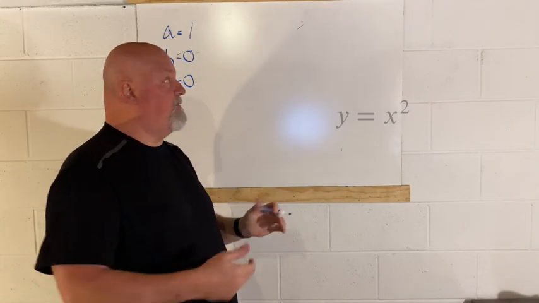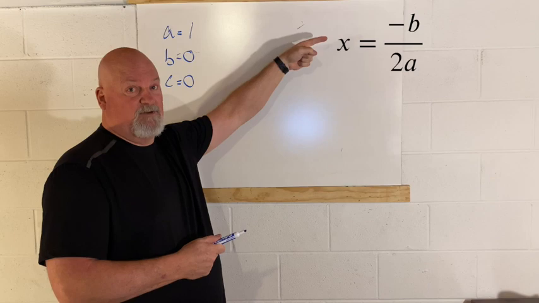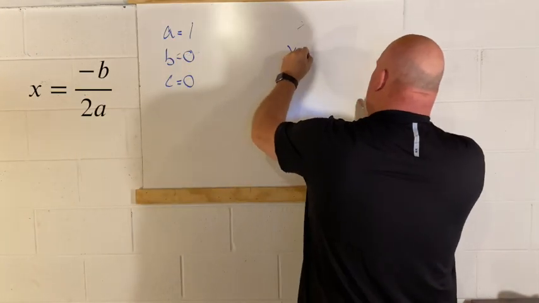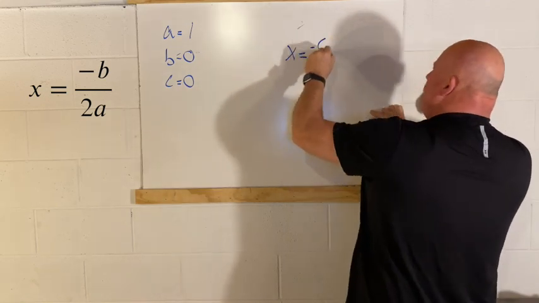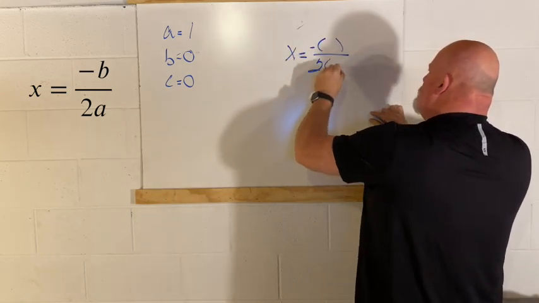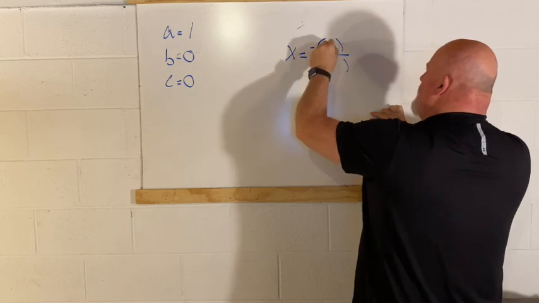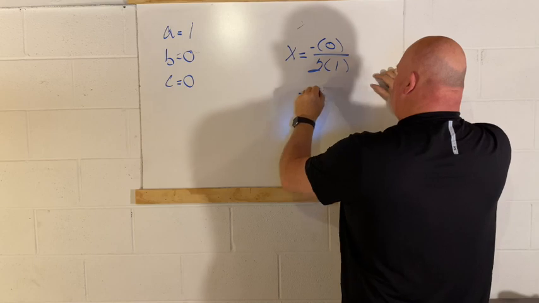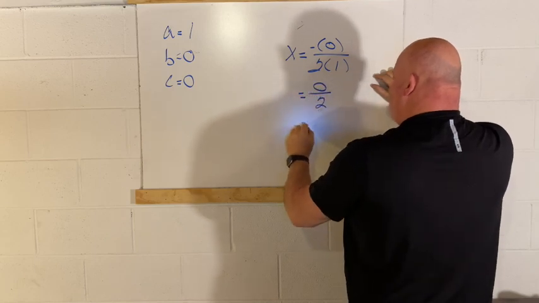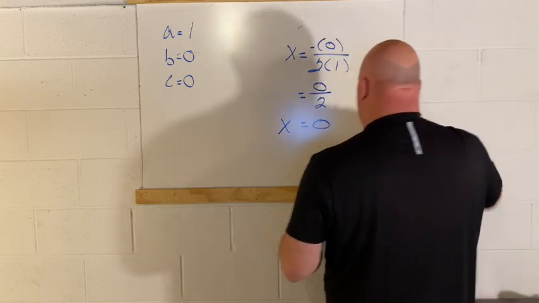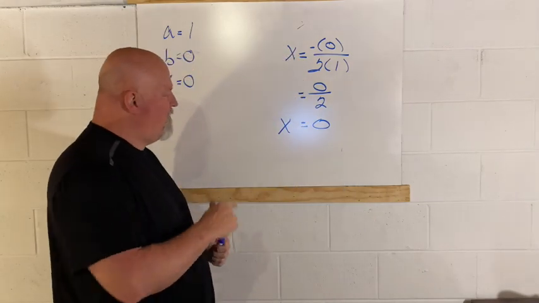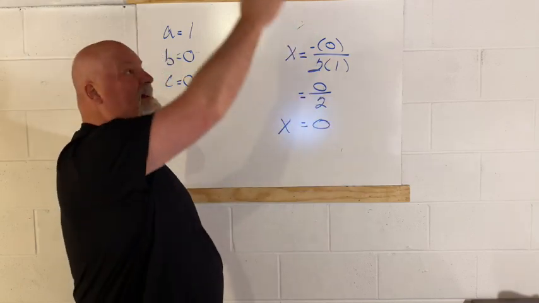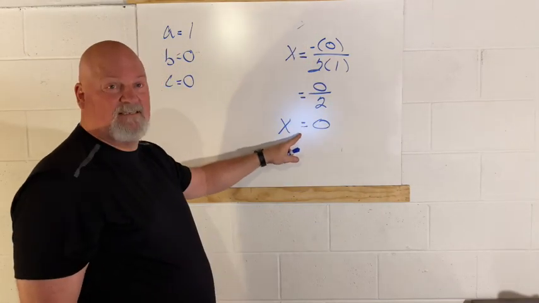Okay? Axis of symmetry, remember. Here's how I find the axis of symmetry again. Okay, so x equals -b over 2a. And we said b was 0 and a was 1. So -0, that just means 0. So 0 divided by 2, which is x equals 0. So in other words, that axis of symmetry is going to be the y-axis. It's going to go straight up and down the y-axis. That's the axis of symmetry.